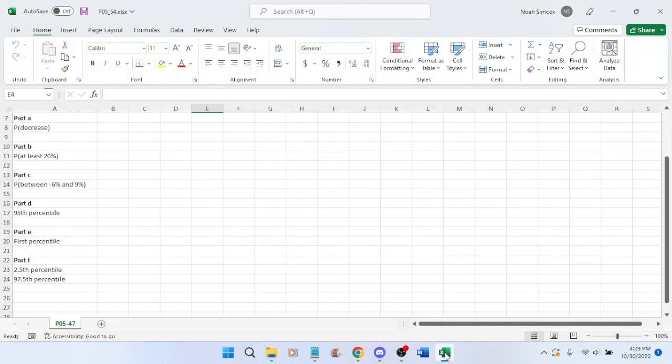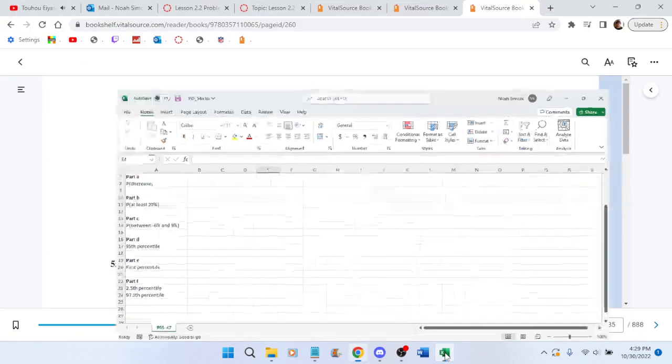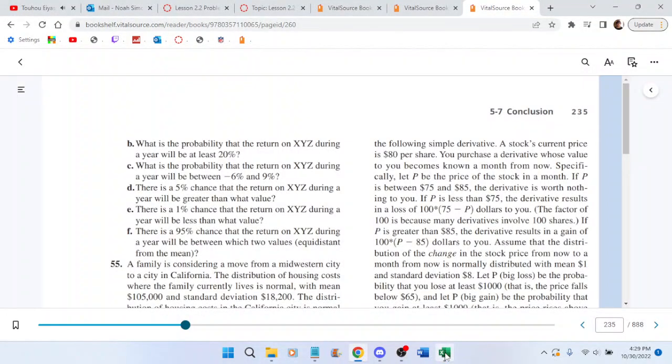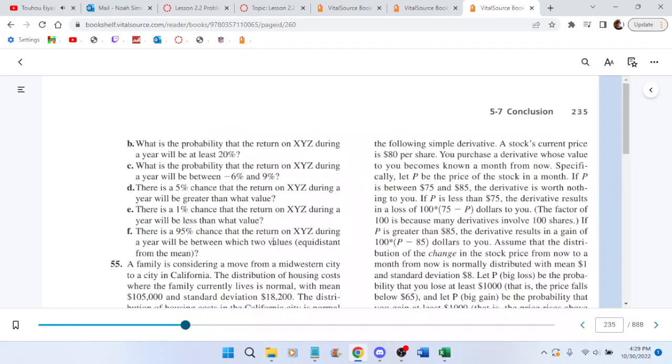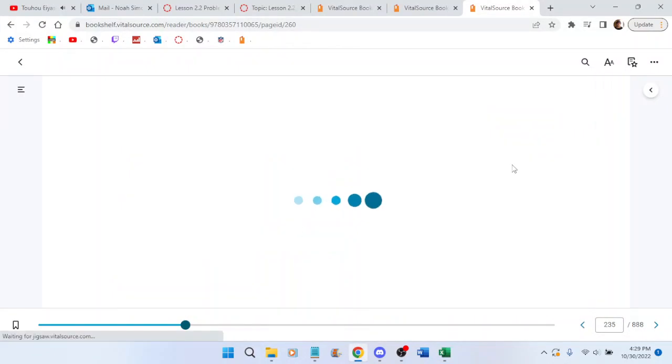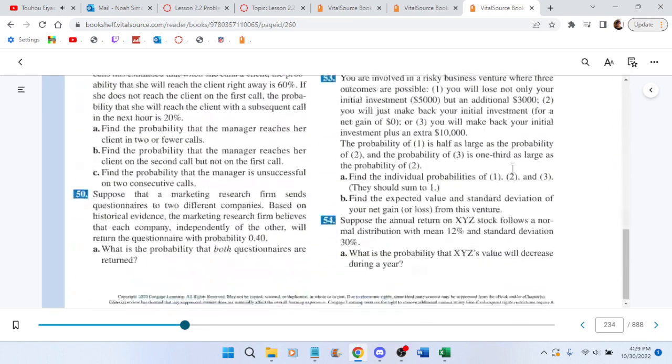And F is the 2.5th percentile and 97.5th percentile. So yeah, I know how to do that, I think. This is kind of a repeat of stuff I've done already.